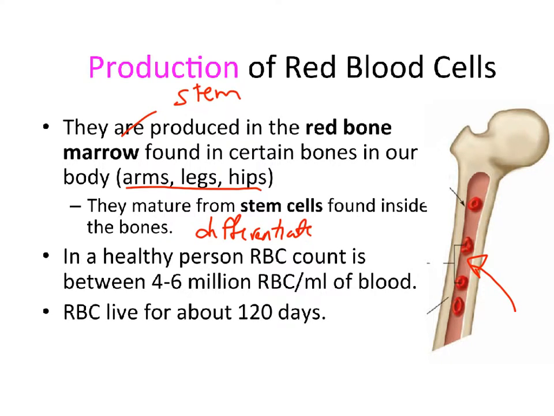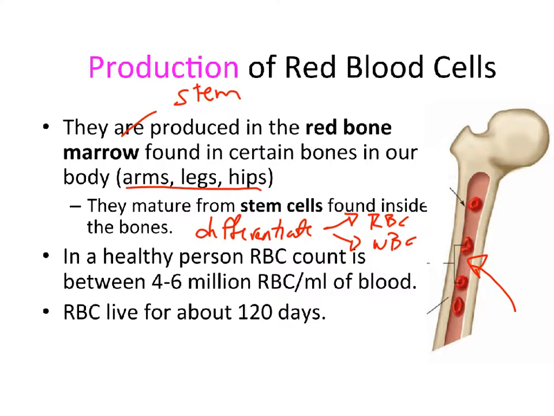Remember, differentiate is when you take a stem cell and turn it into maybe an RBC, red blood cell, or a WBC, a white blood cell. And there's different types of white blood cells we're going to talk about later. But they're going to mature and then be released out in the body.